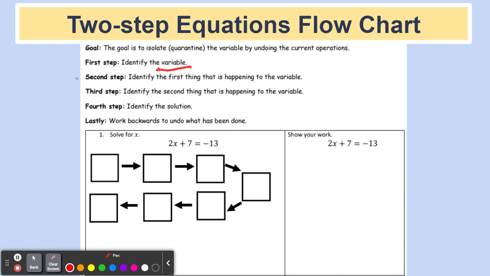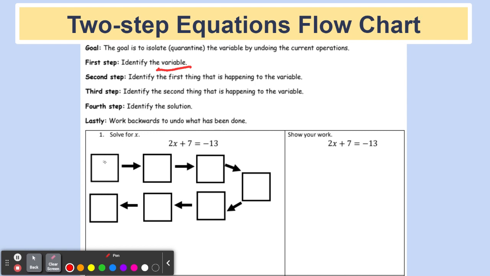After we identify the variable, the second step is to identify the first thing or operation that is happening to the variable. Our third step will be to identify the second thing that is happening to the variable. And then our fourth step will be to identify the solution. And then we will work backwards to undo what has been done. So let's take a look at example 1.